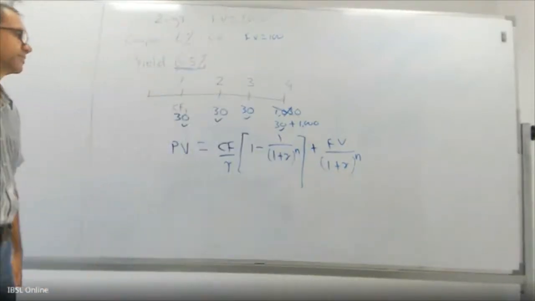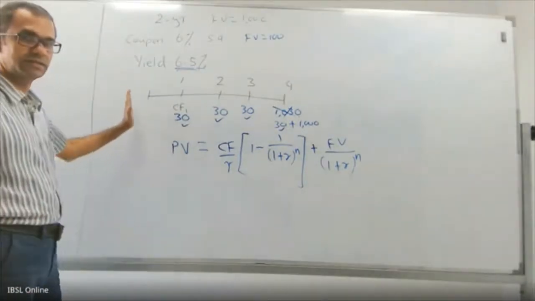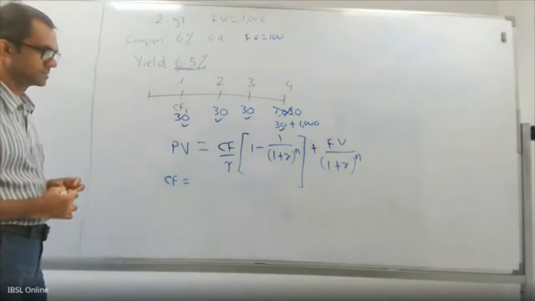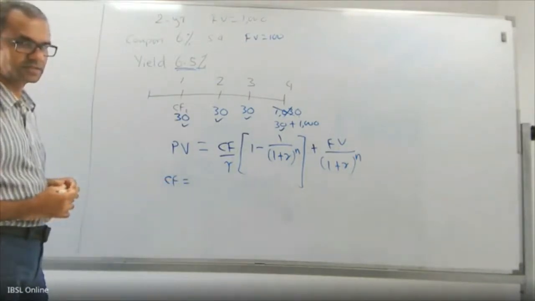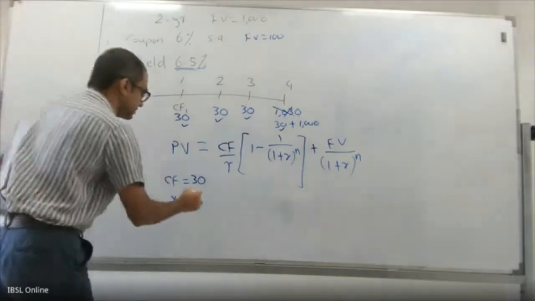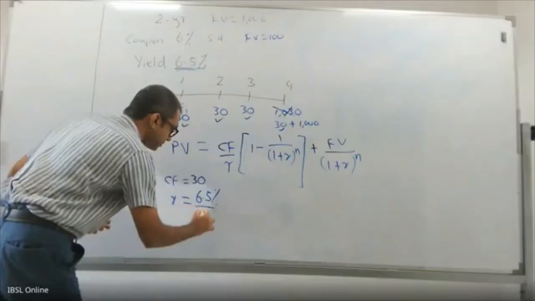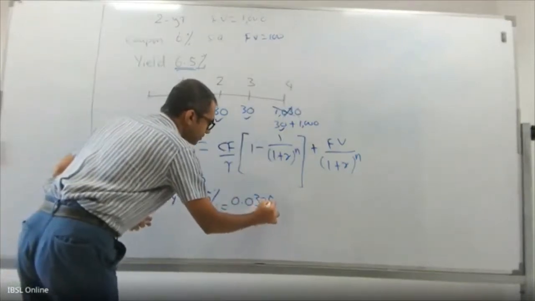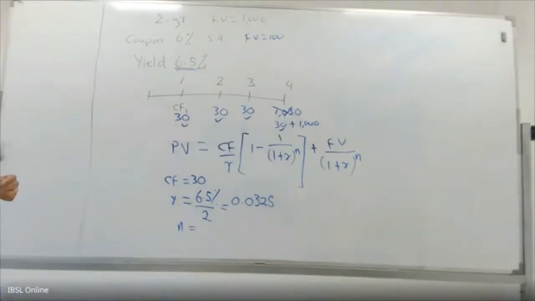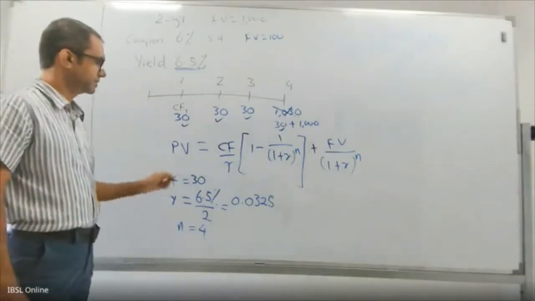Okay, now in this instance, what is the value of CF? 30. What is the value of R? See, 6.5% divided by 2. That means 0.0325. What is N? Four. So that's it. Substitute these figures into this equation.